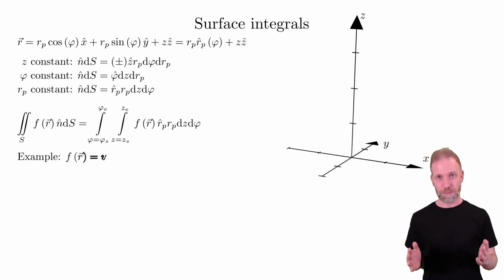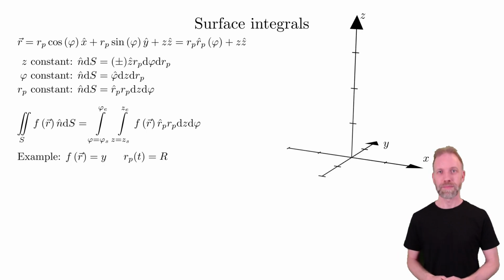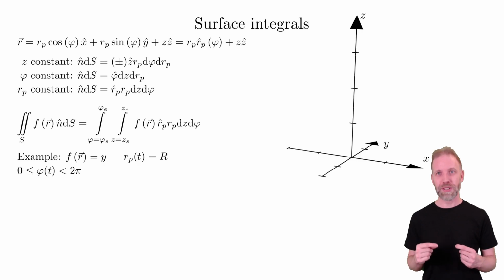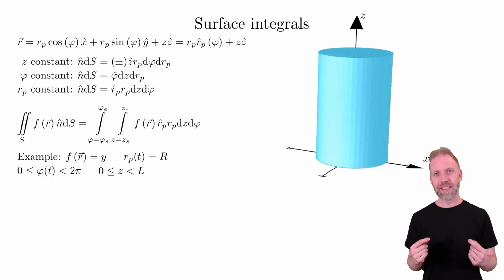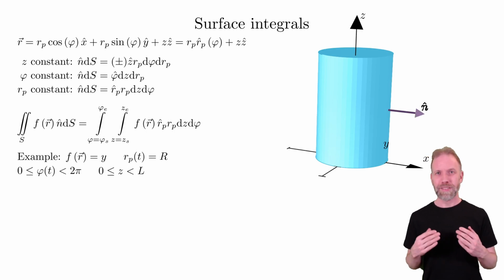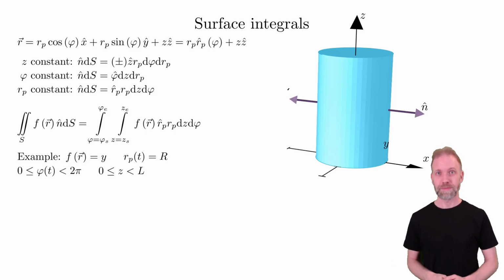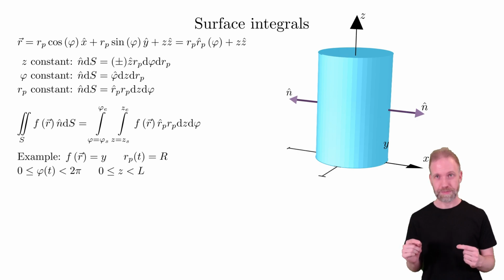Let us end with an example. Set f of r is y and assume that the surface has constant radius rp equals R. We let phi vary between 0 and 2 pi, which gives us the entire lateral surface of the cylinder. Let z go between 0 and L. We are integrating the lateral surface of a cylinder, and we will assume that the normal points outwards. Note that the normal vector will have different values depending on the position on the surface.